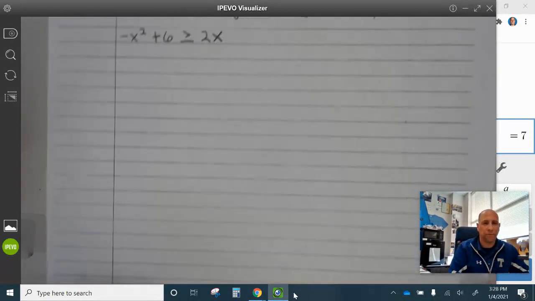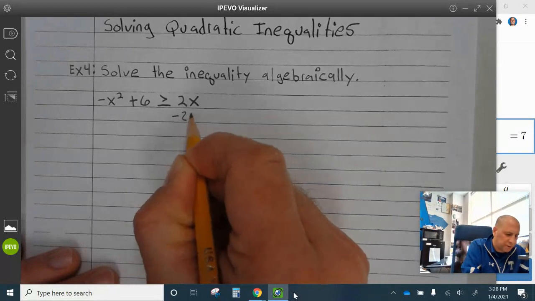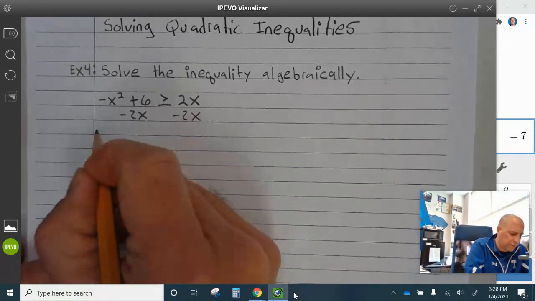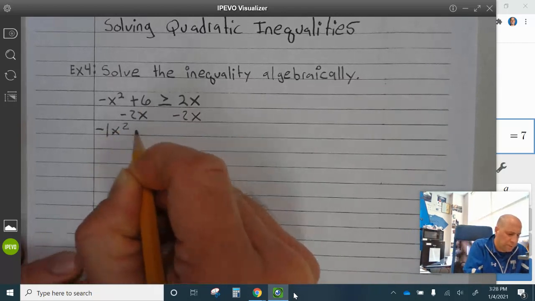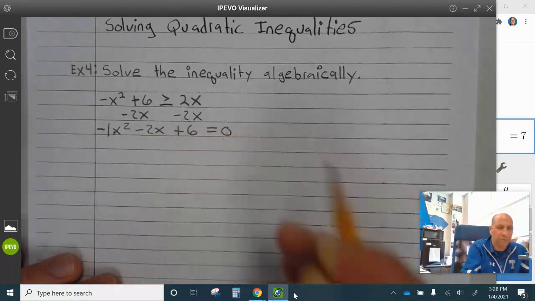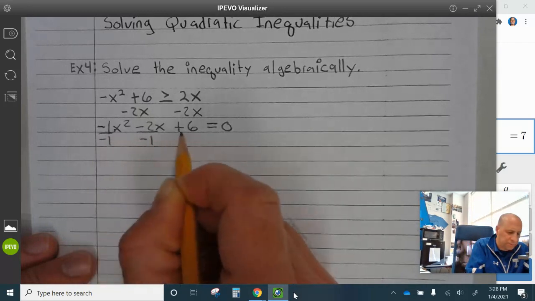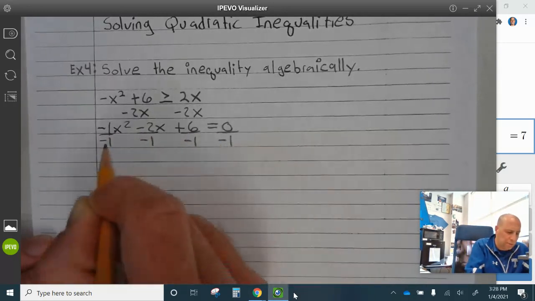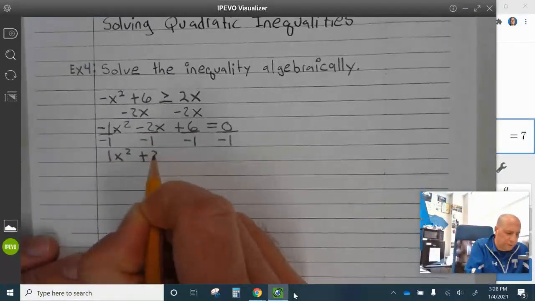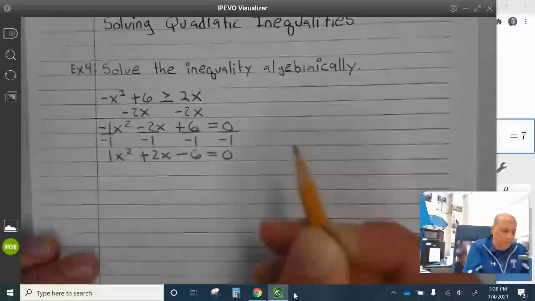All right, example 4. Solve the inequality. So we need to subtract 2x from both sides. Okay, so then we have negative 1x squared minus 2x plus 6, and we're going to set that equal to 0. We're going to divide everything by negative 1. So negative 1 divided by negative 1 is 1x squared. Negative 2 divided by negative 1 is a plus 2x. 6 divided by negative 1 is minus 6, equal to 0.